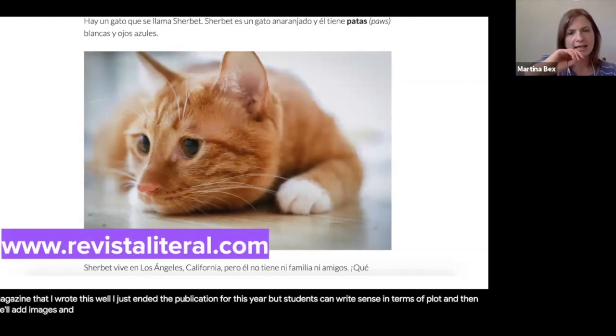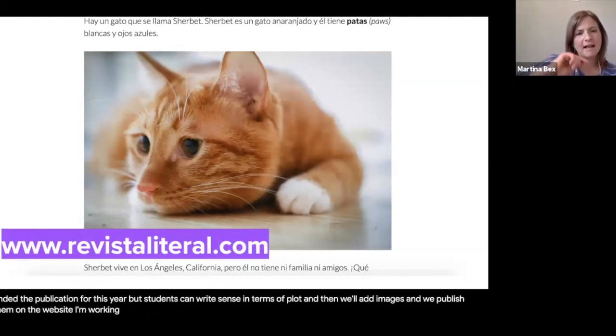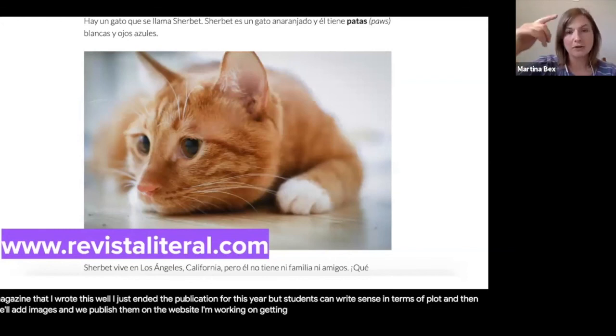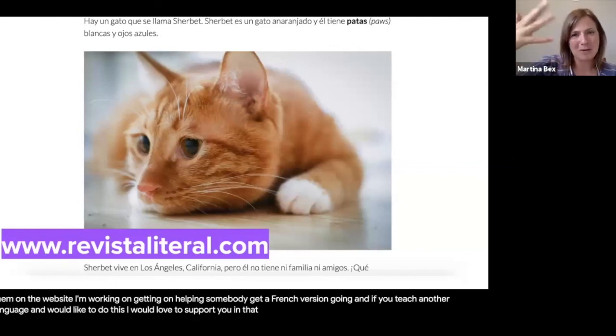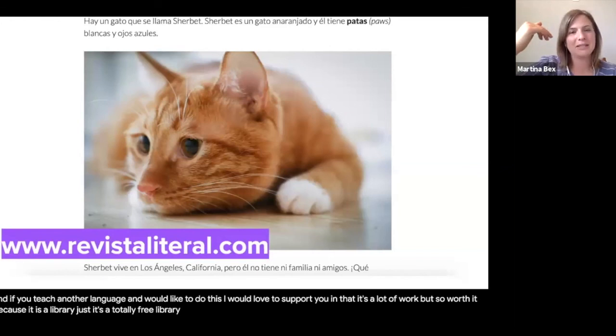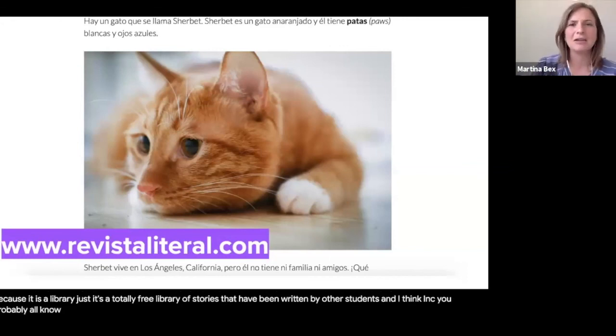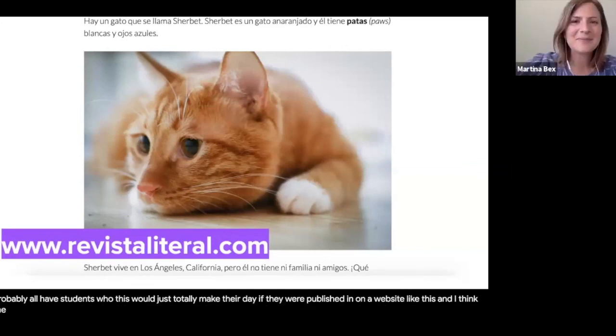I'm working on helping somebody get a French version going. And if you teach another language and would like to do this, I would love to support you in that. It's a lot of work, but so worth it because it is a totally free library of stories that have been written by other students. And I think you probably all have students who this would just totally make their day if they were published on a website like this. And I think the Spanish version, we get like between 3,000 and 5,000 views of each story every day. So your students can pretend like they're famous. It's really fun.